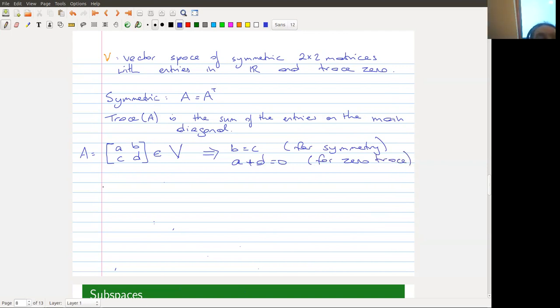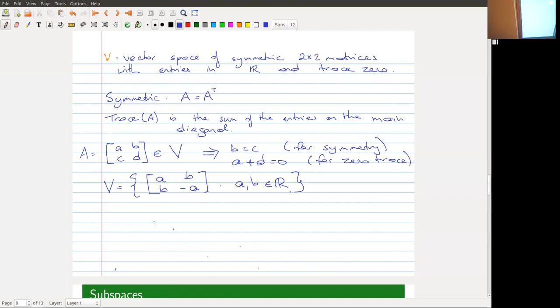So the conclusion is that V is the set of all matrices that look like this. If our matrix A, B, C, D is in V, then A must be equal to minus D for the trace to be 0. The two entries on the main diagonal must be negatives of each other. We can have a B, and what we have in the lower left must be the same as what we have in the upper right for the symmetry to hold. So V is the set of all matrices of this form, where A and B are elements of the real numbers.